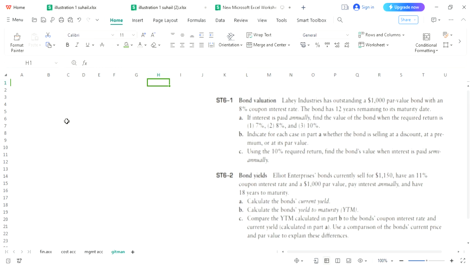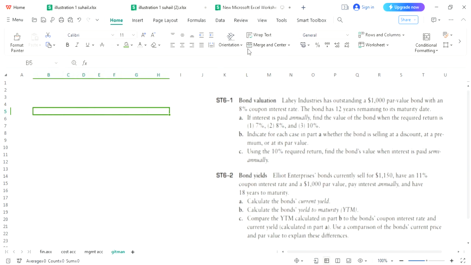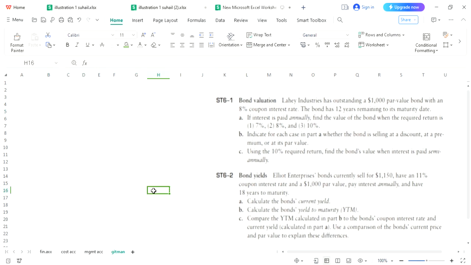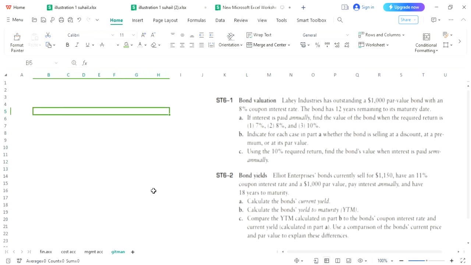Today's target is to understand how to calculate the value of the bond. This is an important topic, and at first we will try to know what bonds actually are. We have already taken the concept of bonds. Today's topic is how to calculate the value of bonds.